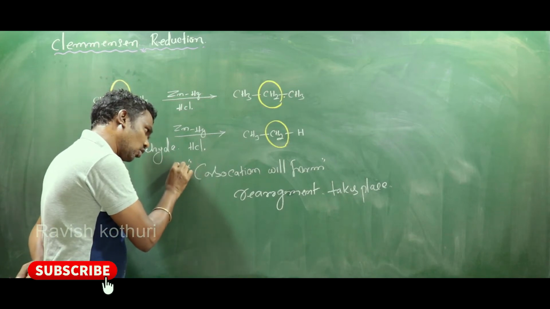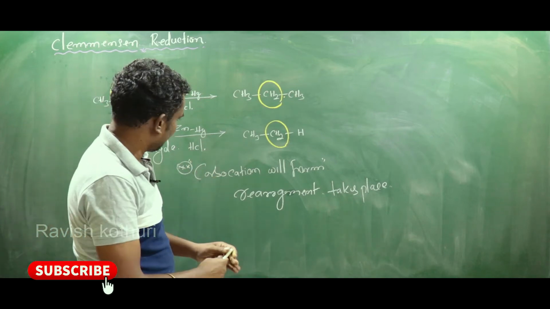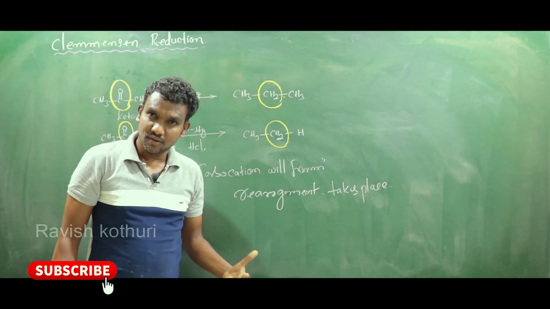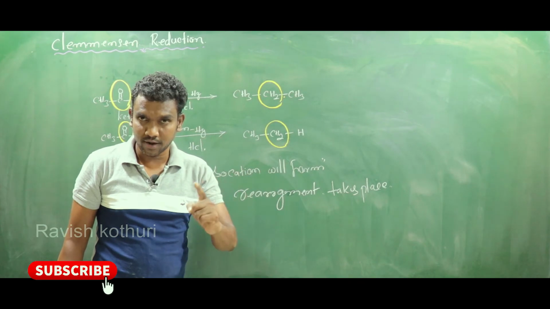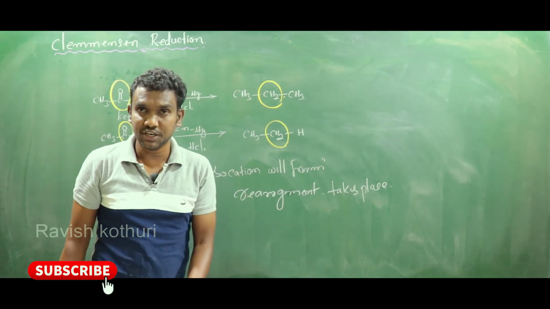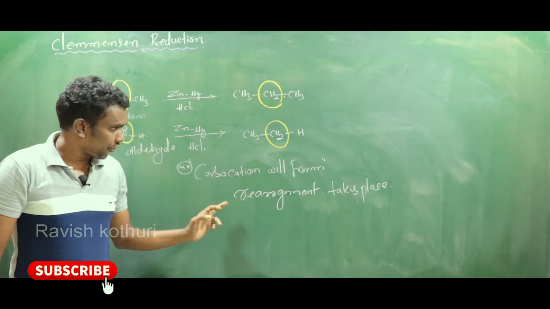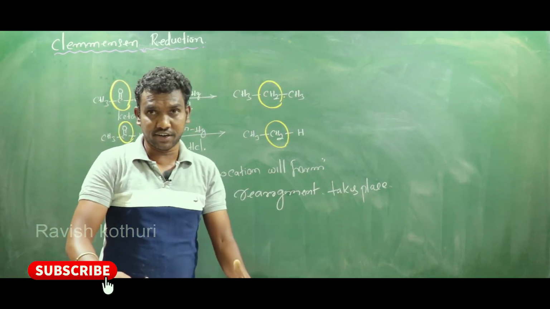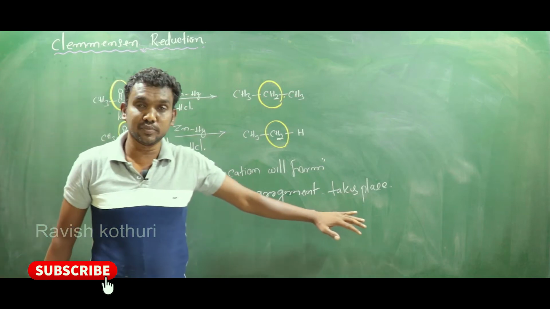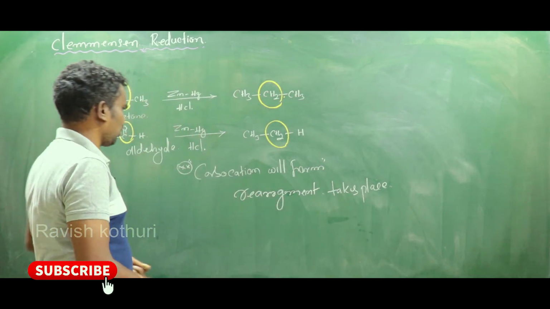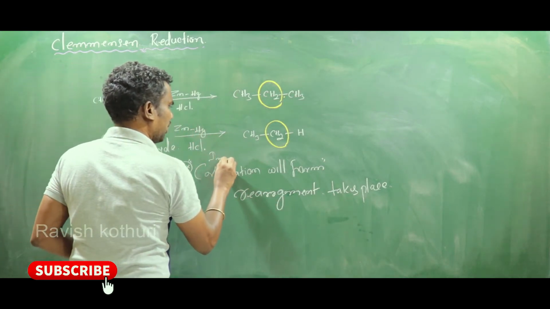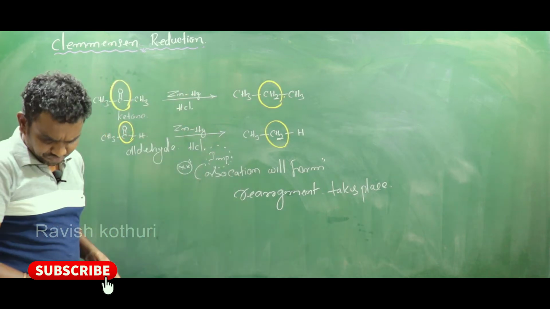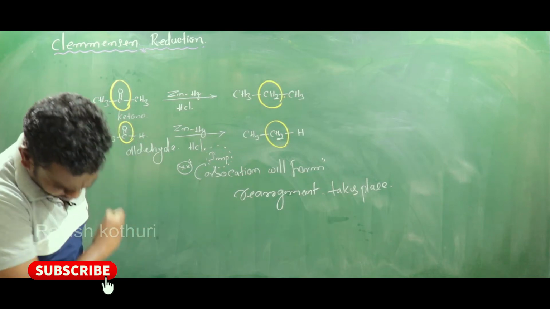See what I want to say, observe carefully. In the Clemmensen reduction, a carbocation will form as an intermediate. That is the reason rearrangement takes place in most cases, not in every case, right? In most cases the rearrangement takes place, my dears. This is a very important point, you have to take it down in any circumstances, please, my dears, humble request.